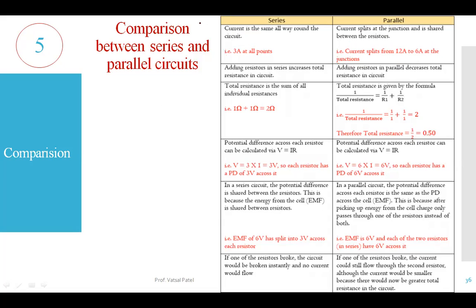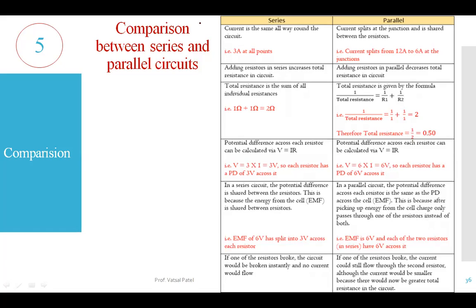So this is just an example of the first point about the current. In the series circuit, the current will be the same all the way around the circuit. In the parallel circuit, the current will be divided, or split, at the junction, and that will be shared between the resistances.